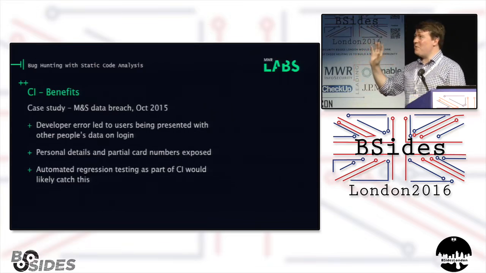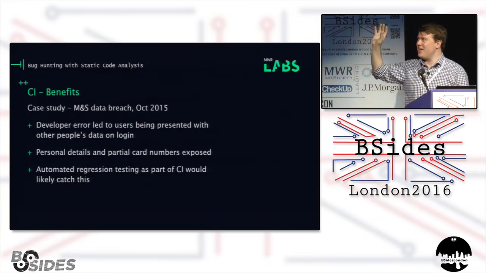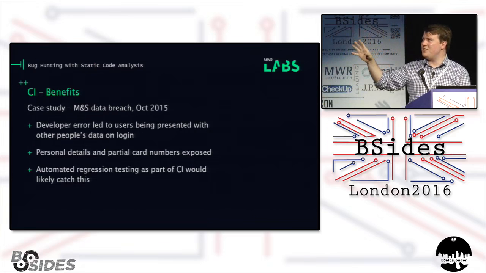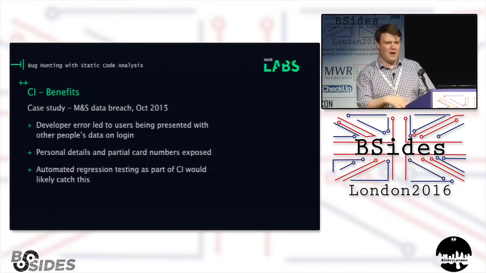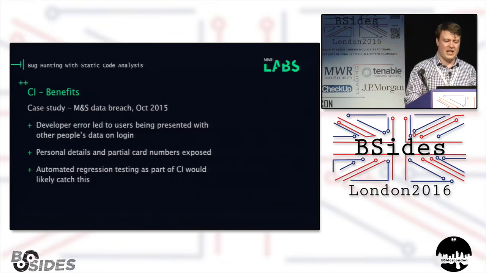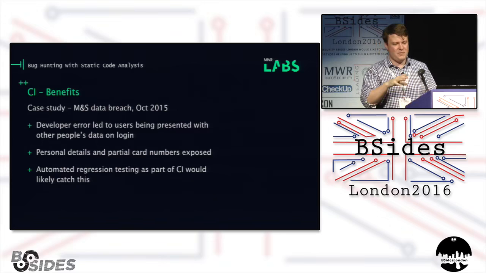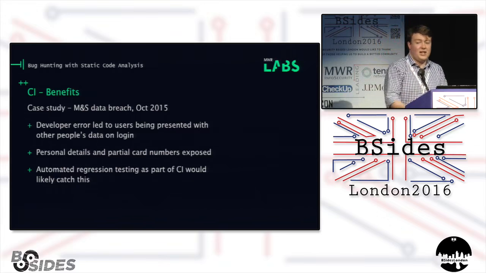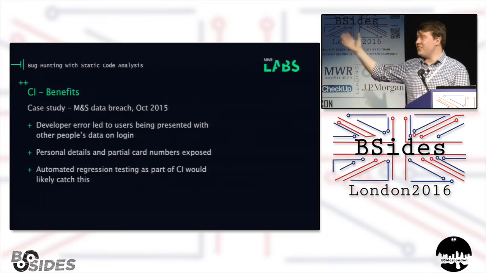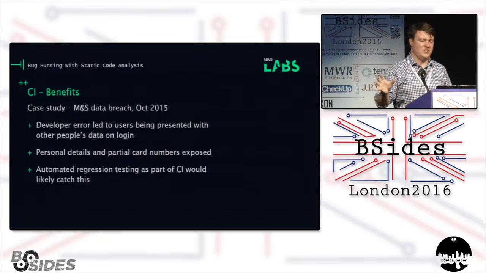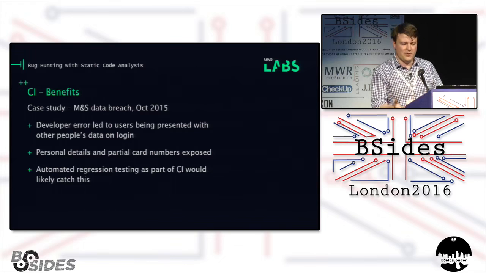So as an example of where it would have been really useful, Marks & Spencer had a fairly major data breach back in October of 2015, where as part of a bug fix or feature enhancement or whatever, a developer managed to make it so that when you logged into M&S, you were presented with someone else's user details, including partial credit card numbers. It took them about 2 or 3 hours to find and fix that. Meanwhile, it was up on the live site. Whereas if you'd had a decent set of test suites as part of your continuous integration, you could have caught that by using appropriate test data.